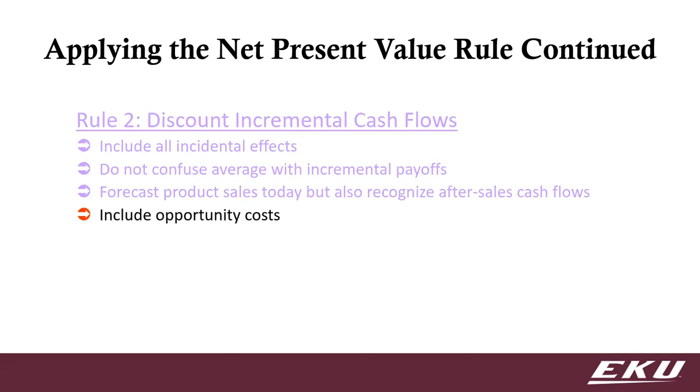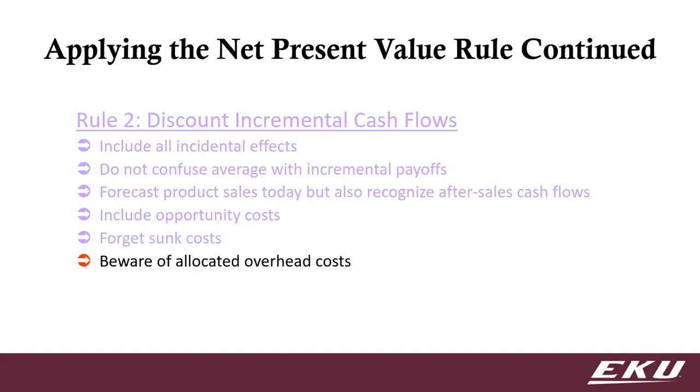We have to include the opportunity cost, but we have to ignore sunk costs, right? Opportunity costs are things that we give up by doing this. Sunk costs are things we've already paid for. So it doesn't matter one way or the other, it's already paid for, right? So whether or not I use that truck doesn't matter. The truck's already paid for.